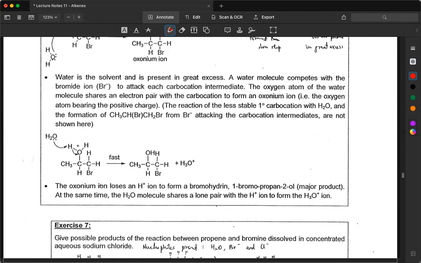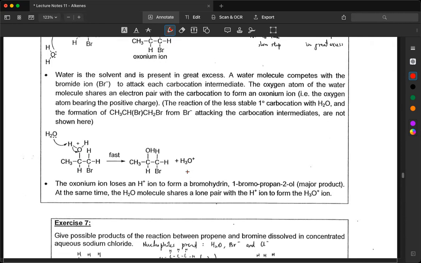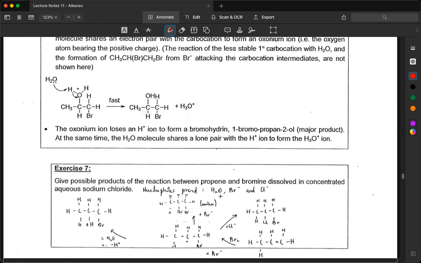So the H2O molecule shares a lone pair with the H plus to form the H3O plus ion, hydronium ion. Try this at your own time. Propene and bromine in concentrated aqueous sodium chloride. So in this case, you will have the nucleophiles, write down better, H2O, Br- and Cl-. There's no need to describe, just draw and see what are the possible products.